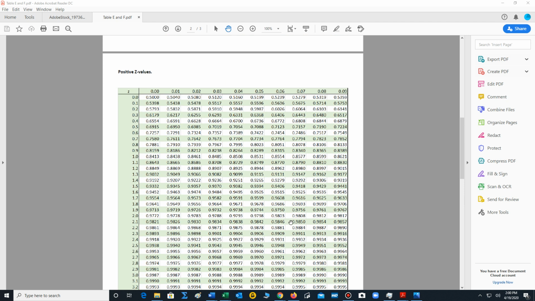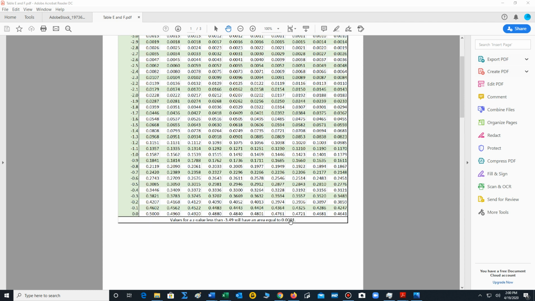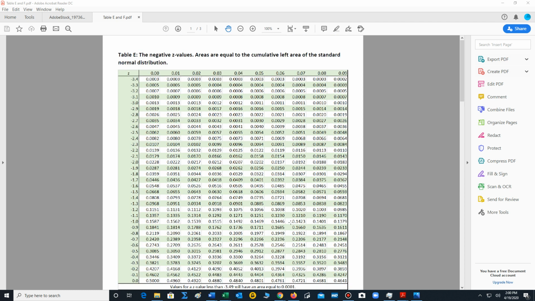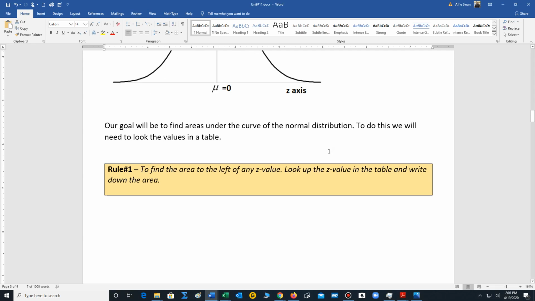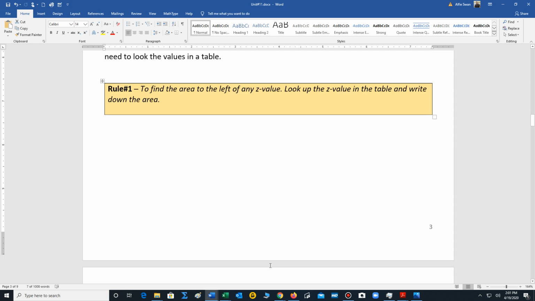Just to tell you also how the table works with the areas, it's always working from left to right. So your area is always going to be from left to right. Let's look at some examples now of how to use this table. Our first rule says the following. Rule 1: to find the area to the left of any z-value, all you have to do is look up the z-value in the table and write down the area.